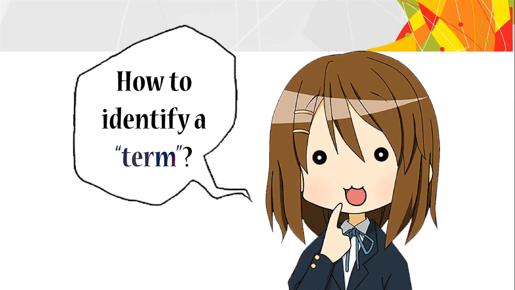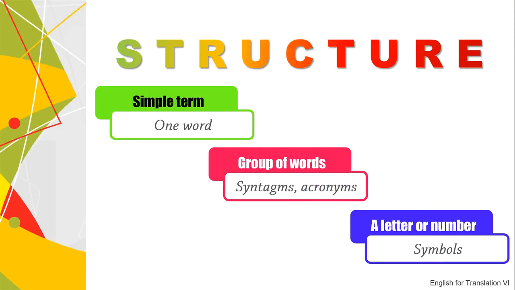First of all, let's take a look at the structure. It can be just one word, a group of words, a number, just one letter as for example chemical elements, or even a graphic symbol. And those ones are classified in different types of words, and these are called grammar categories.